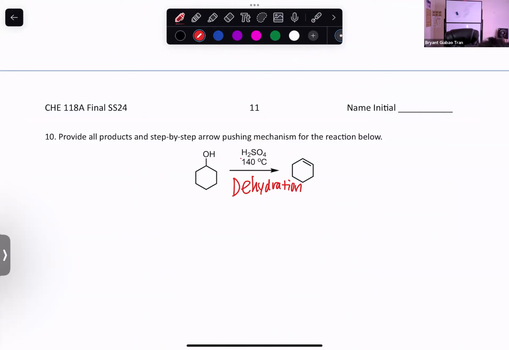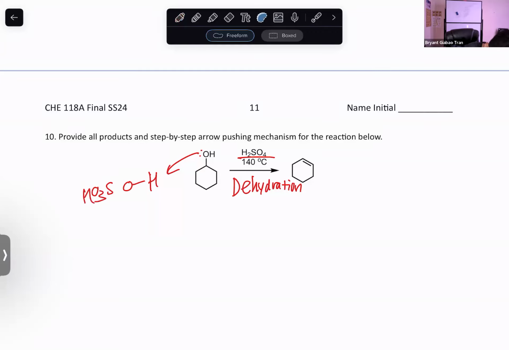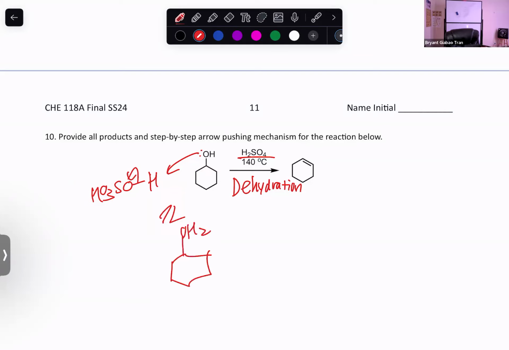So whenever you see acid, strong acid, look for the most basic atom. Our most basic atom here is this oxygen. This oxygen here is going to get protonated by the strong acid. So that OH will grab the H from the H2SO4 and then kick out an HSO4 minus. And then once we protonated that OH, we converted a bad leaving group into a good leaving group.